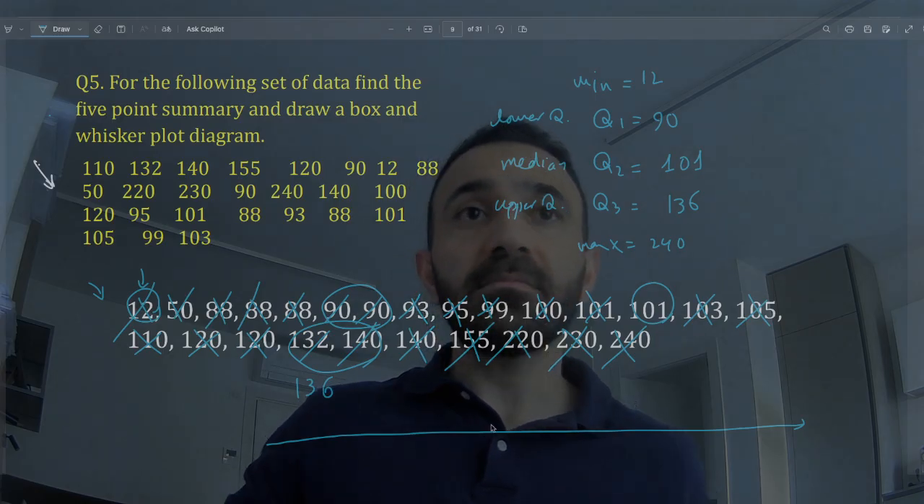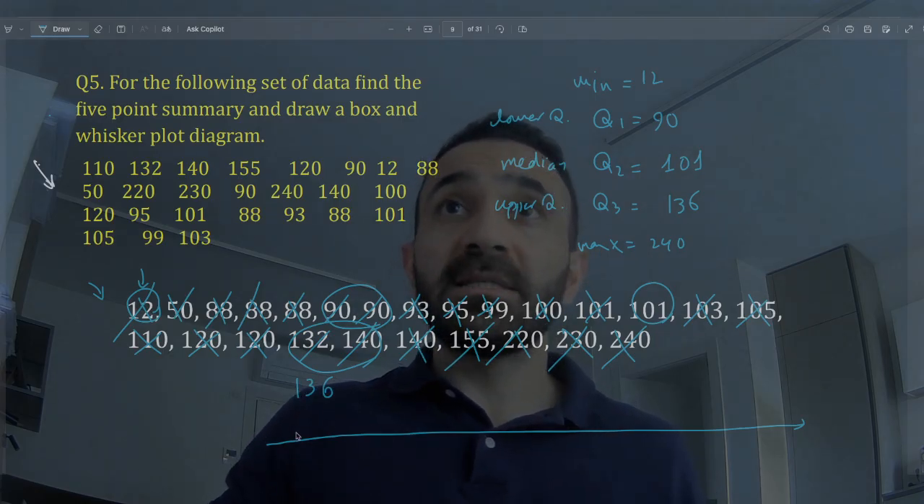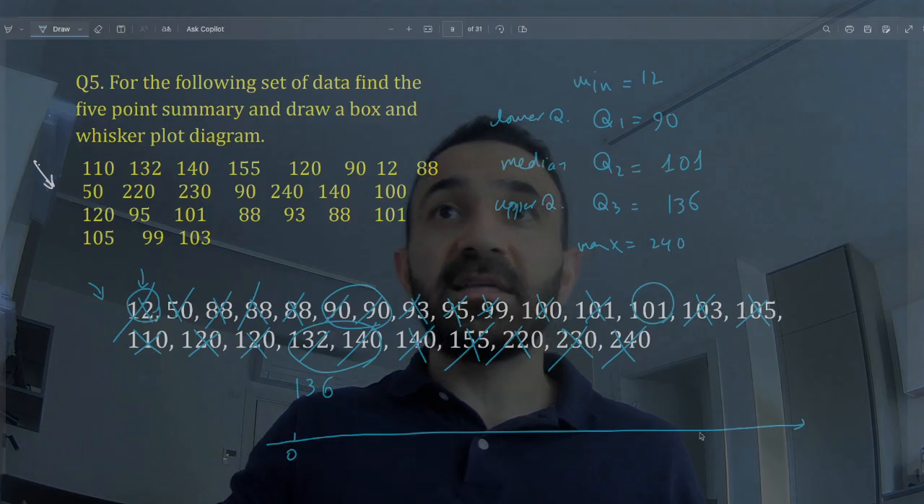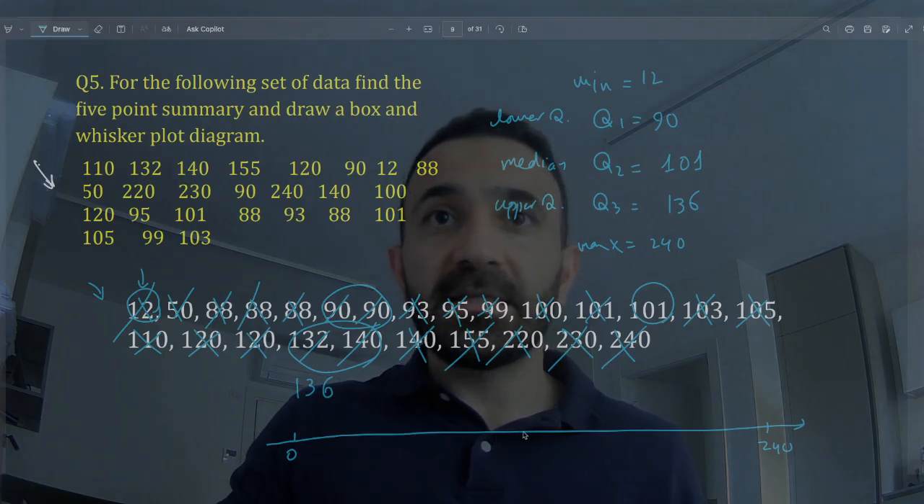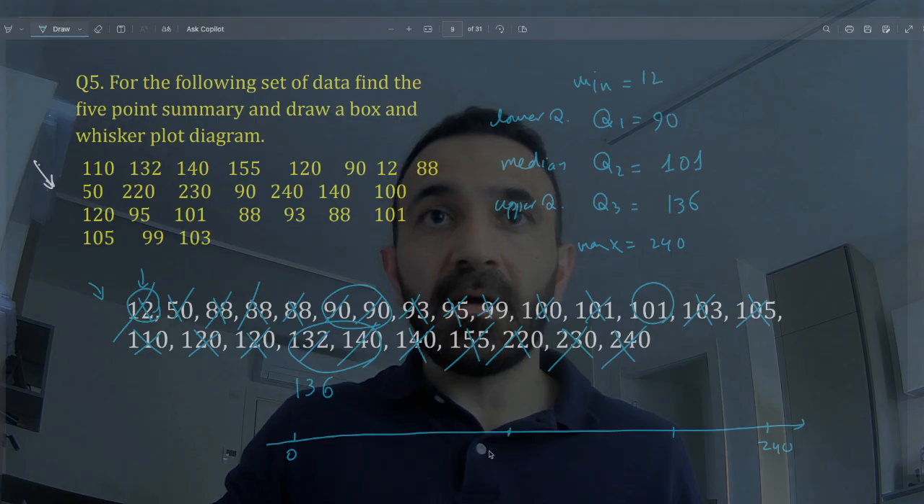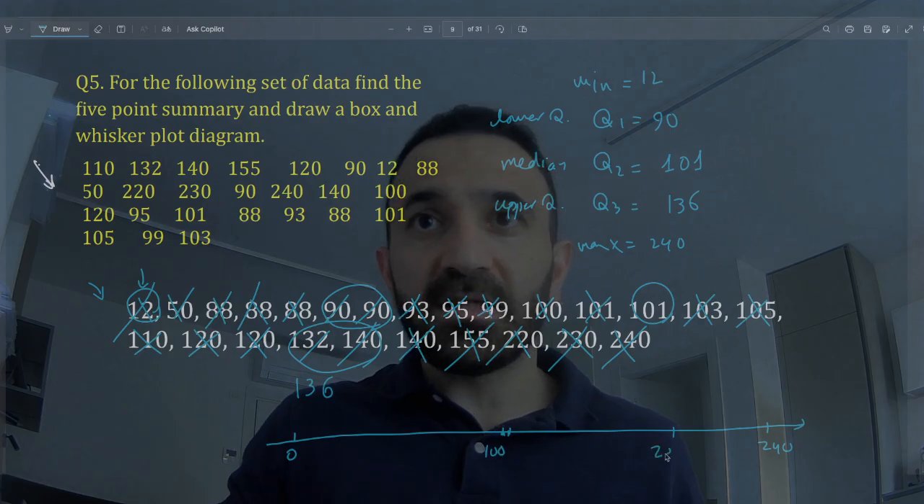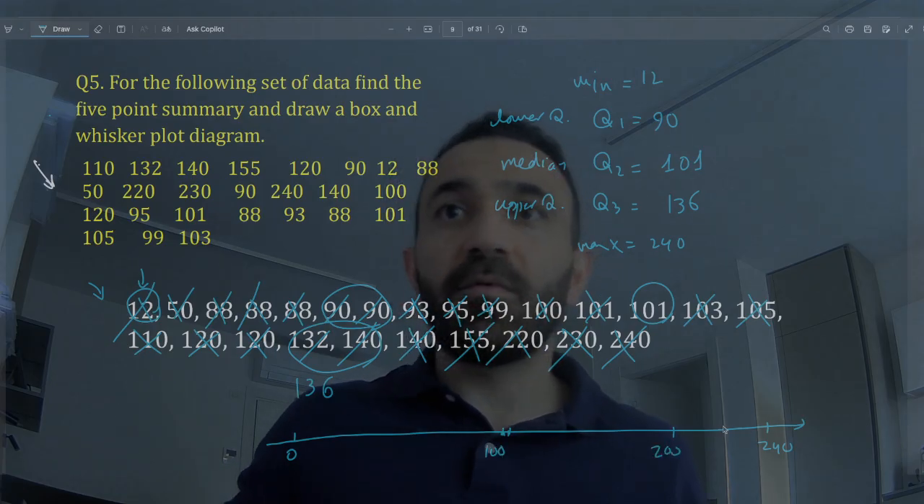Okay, so what is the range of the numbers? Let's say that this is 0 and this is 240. Maybe this is, well, this is 100, this is 200, and this is 240.